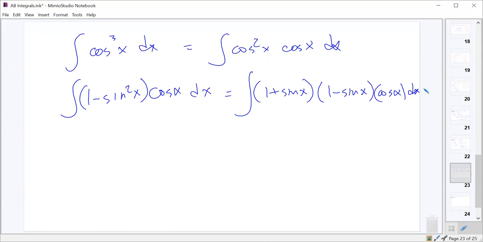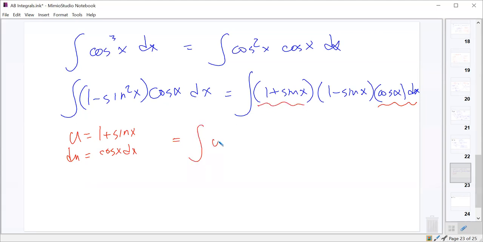And then they said, let's let u equal, and I can't remember, did they say let u equal 1 plus sine or let u equal 1 minus sine? It doesn't really matter, but let's just pick the first one. Let's let u equal 1 plus sine x. What does that let du equal? Cosine x dx, right? So the cosine x dx is there, and the 1 plus sine x, which is our u, is there.